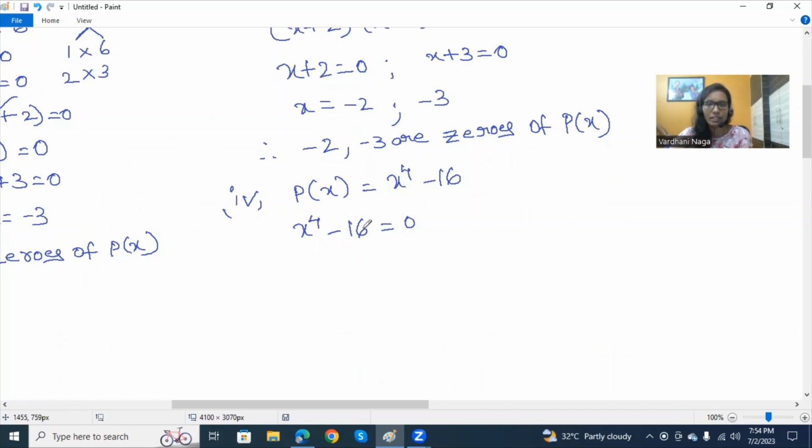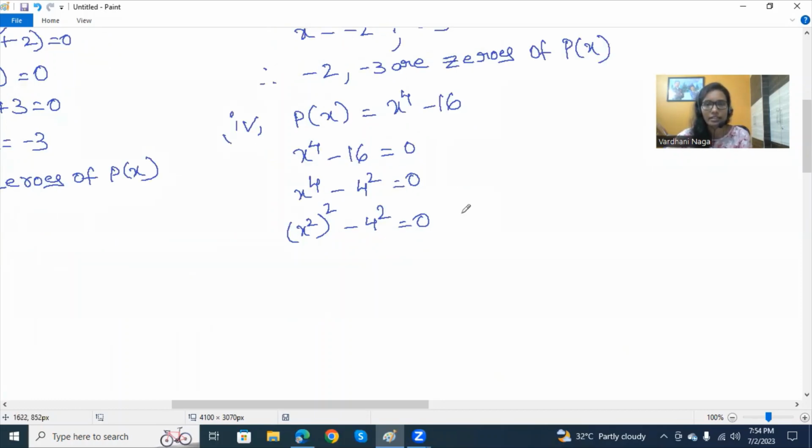See, this one is a perfect square. Can I write this as 4 square? 4 square is 16, right? So this number also we will write as a square number. So x square whole square minus 4 square equal to 0. See, x square whole square is x power 4 and 4 square is 16. So how is this looking? This is similar to this formula, a square minus b square. The algebraic law for a square minus b square is a plus b into a minus b.